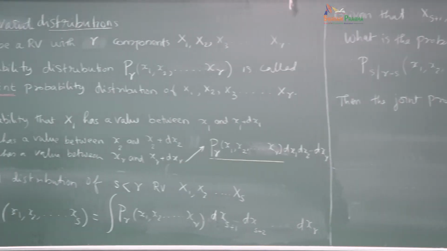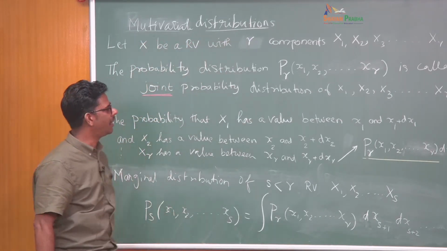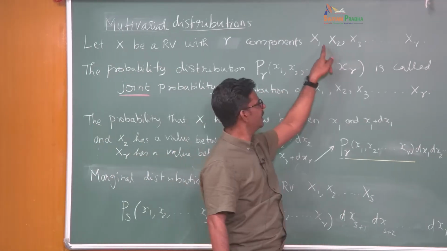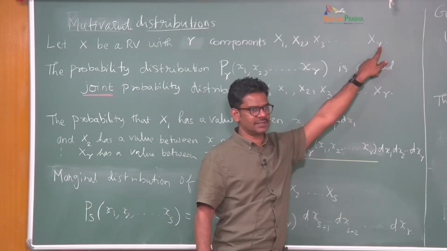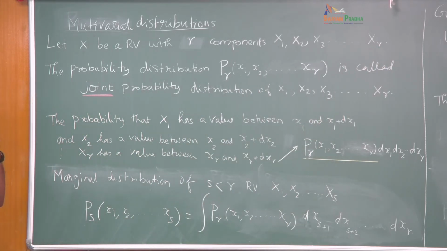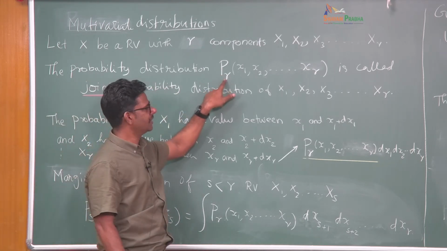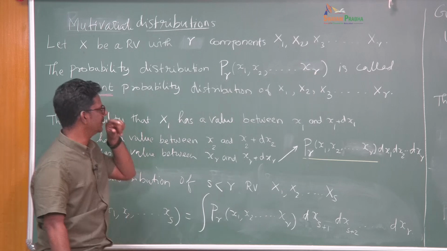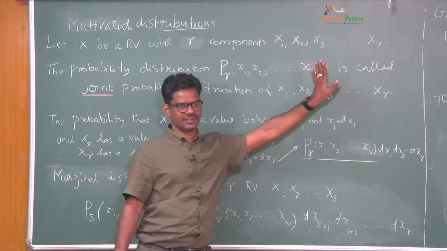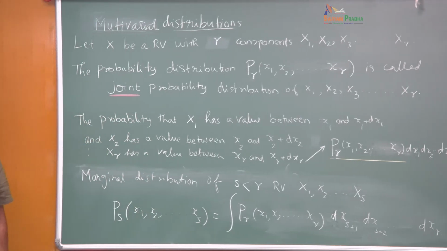So here what we are saying is the multivariate distribution over r number of variables. So here I have a random variable x with the components x1, x2, x3 all the way up to xr. And then we can call the probability distribution P of r, r here because there are r components here. This is called the joint distribution of all the random variables x1 to xr. So we are just extending the definition of bivariate to an r-variate problem.